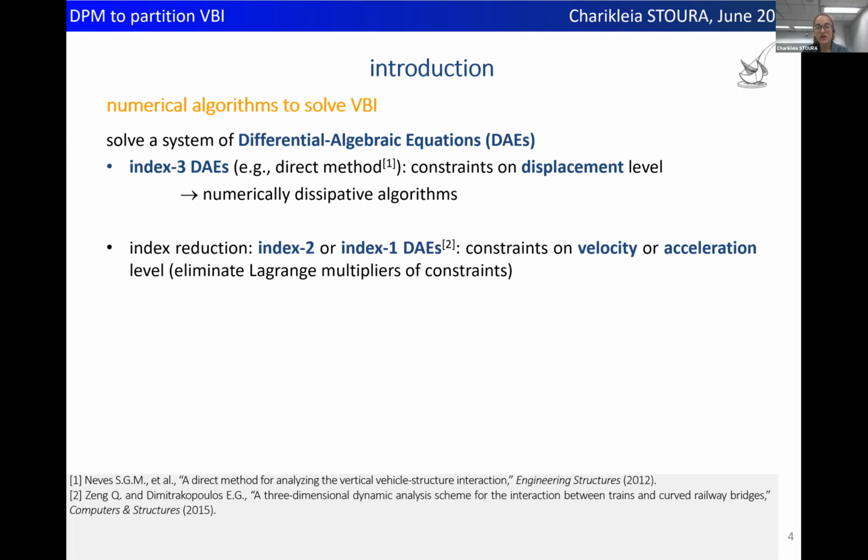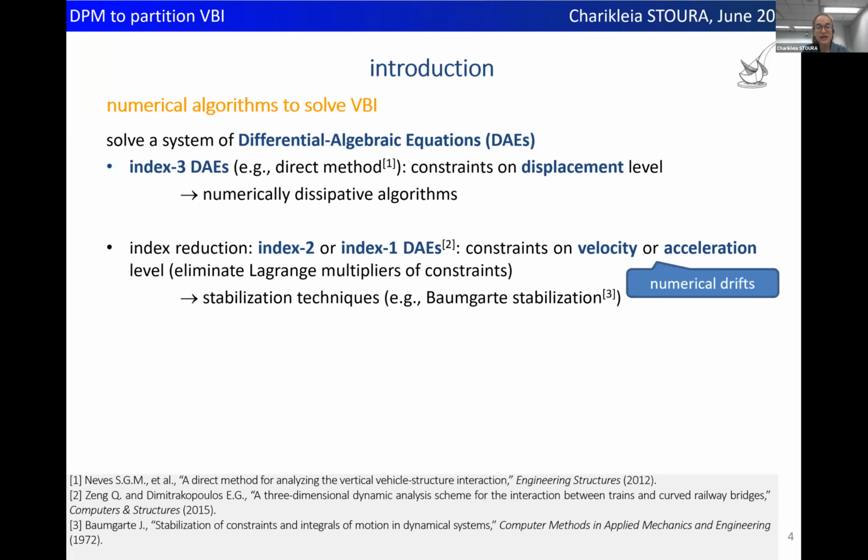On the other hand, when differentiating the constraints, the index of differential algebraic equations can reduce to index 1 or index 2. In this case, some numerical drifts, some numerical instabilities may appear, which require the adoption of a stabilization technique such as the Baumgarte stabilization method.